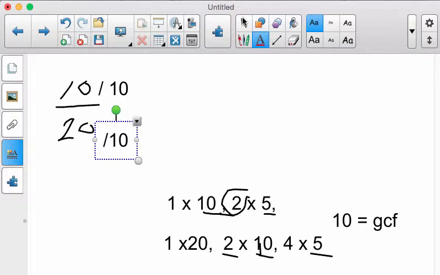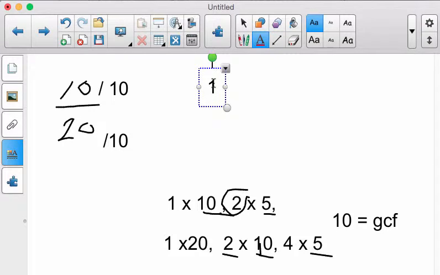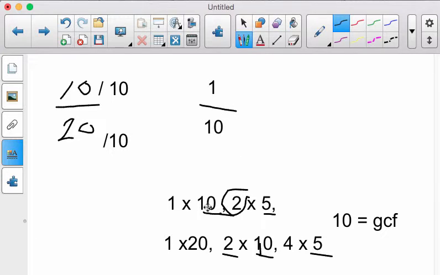So here comes the question. What is 10 divided by 10? Well, exactly. That gives you 1. And then what is 20 divided by 10? Exactly. That gives you 2. So you have a fraction of 1/2. So 10 over 20, or 10/20, is reduced to 1/2 simply by finding the greatest common factor.